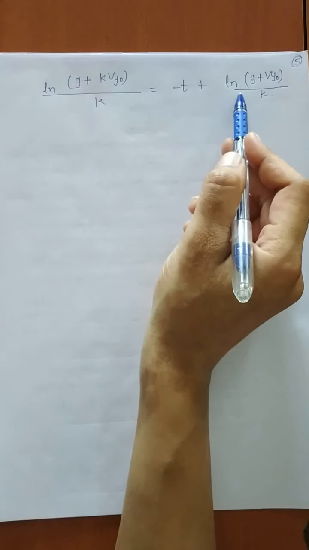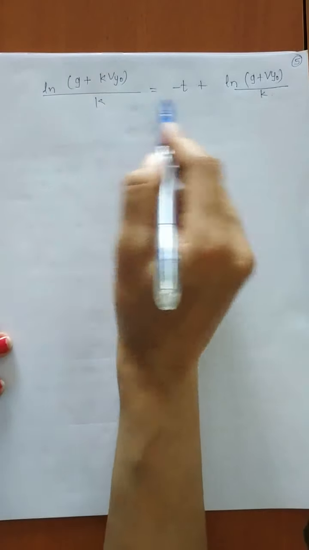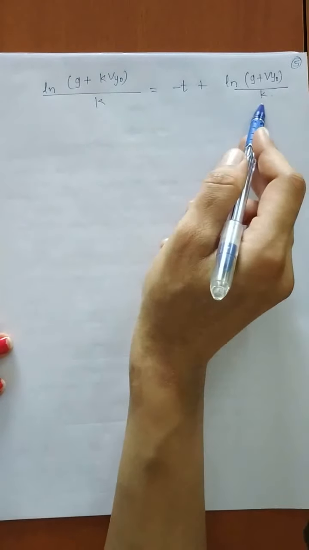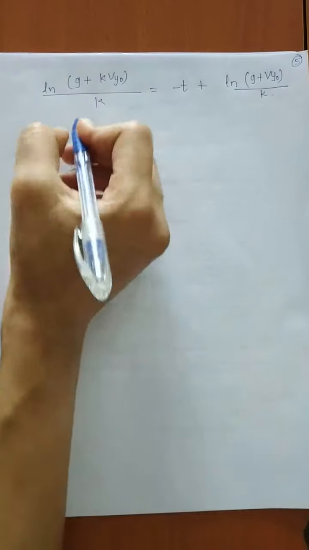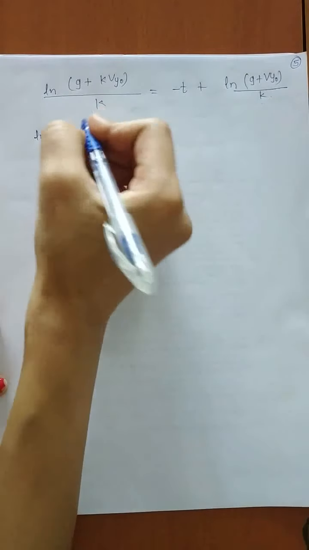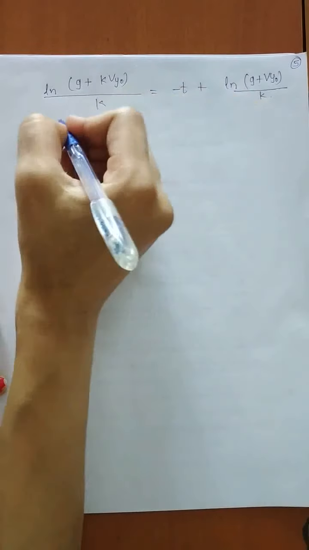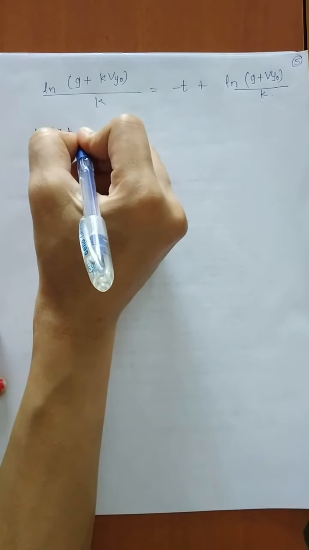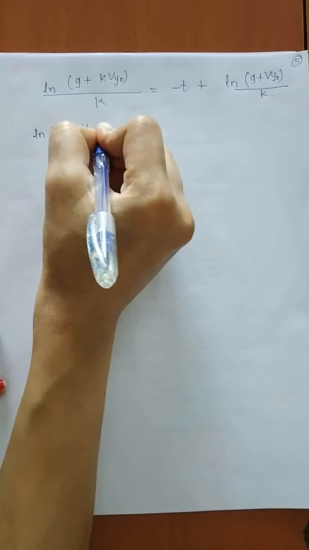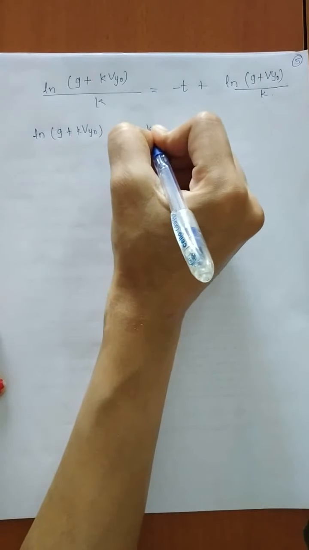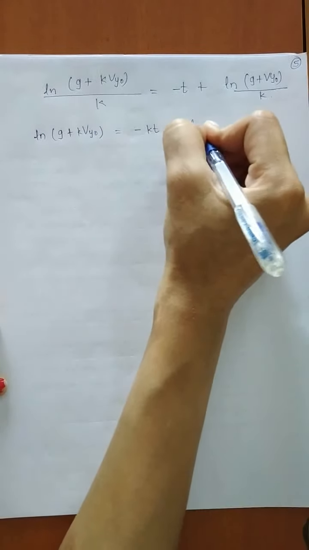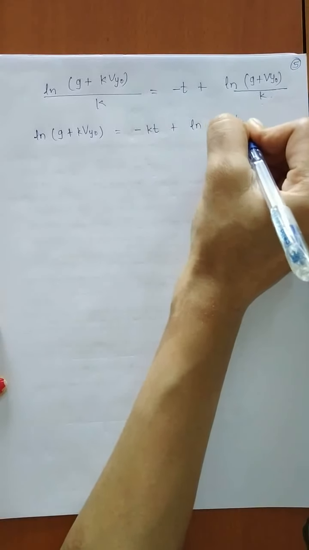Okay, so if we multiply throughout this equation by k, what will you get? Multiply the whole equation by k. K will get cancelled. Here we will get k. So ln of g plus k vy will be equals to minus kt plus ln of g plus k vy naught.